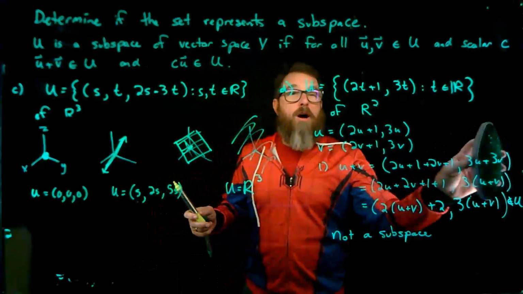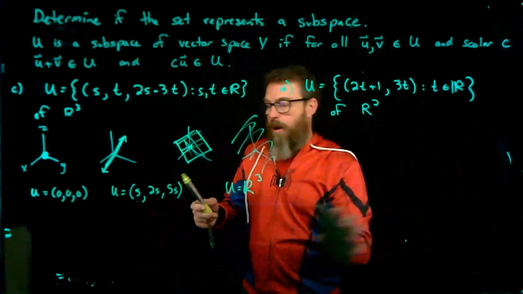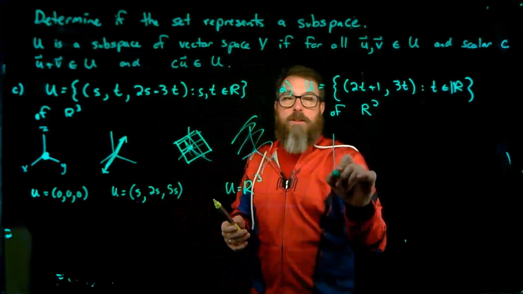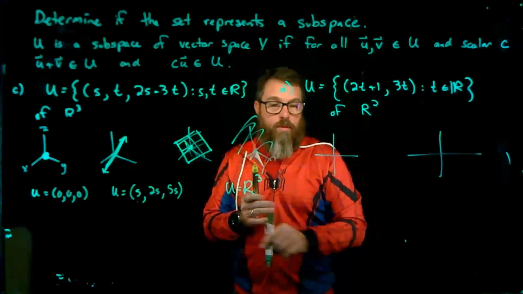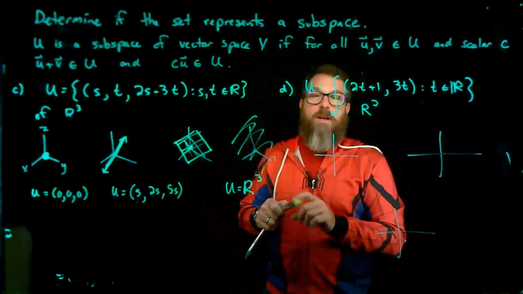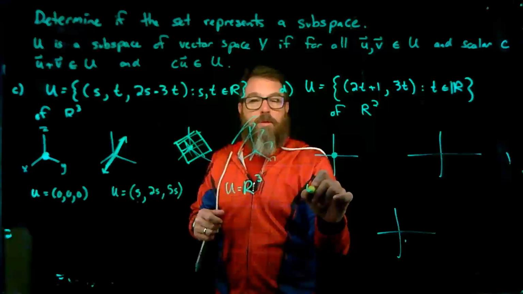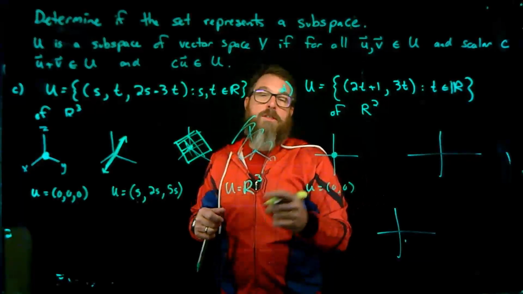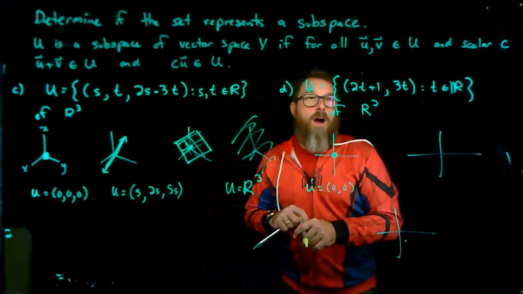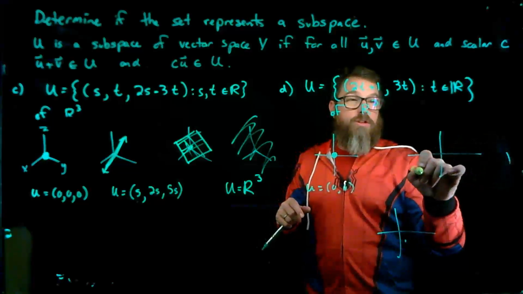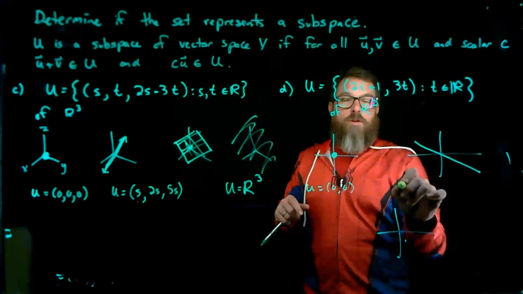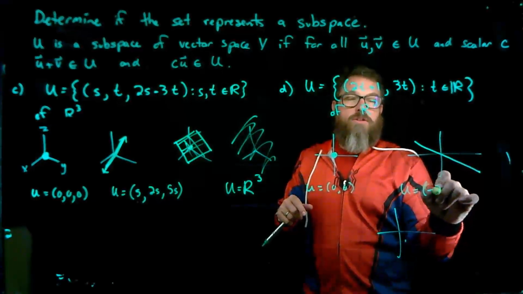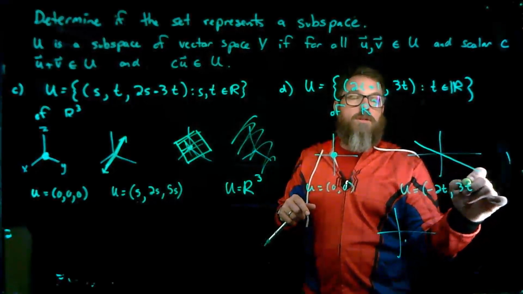Now, if I'm talking about R2, R2 has a very similar property as well. If I want it to be a subspace, it has to be essentially linear through the origin. So there are 3 of them. You could have just 0. So 0, 0 would be a subspace of R2. You could have a line through the origin. So something like, let's make it go this way for fun. So if I have U equal to minus 2t, 3t, or something like that.